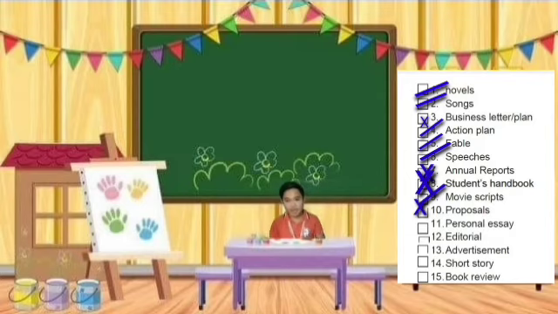Okay, number 11, personal essay. Is it an example of creative writing or technical writing? Okay, so number 11 is an example of creative writing, as you're writing an essay. Number 12, editorial. Is it an example of creative writing or technical writing? So the correct answer is it is technical writing. Okay, number 13, advertisement. Is it an example of creative writing or technical writing? Advertisement, number 13, is an example of technical writing.